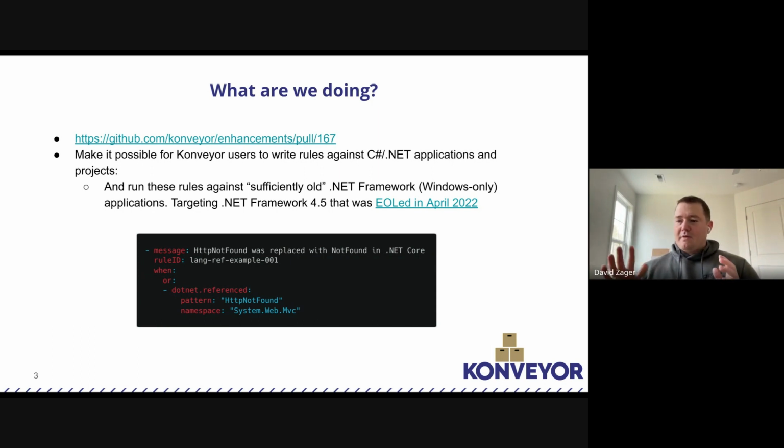So we want users to be able to write these rules. An example, you'll see namespace System.Web.Mvc, HttpNotFound. We want to be able to find those references and call them out, and make it so Konveyor users can write rules to say, hey, that's a problem. The reason we're targeting .NET Framework 4.5 as the support, where we're drawing the line in the sand, is because that was EOL'd in April of 2022.